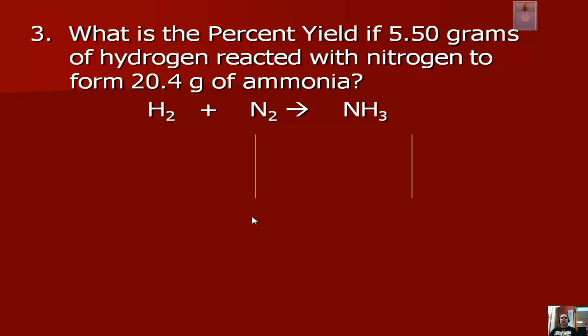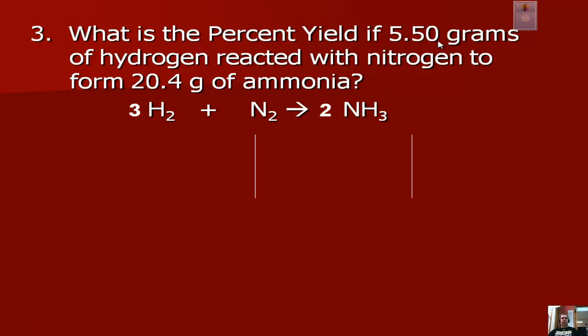If we go ahead and look at this one, it says, what is the percent yield if 5.5 grams of hydrogen reacted with nitrogen to form 20.4 grams of ammonia? This is what we're producing right here. We're yielding that amount. That's our actual. But again, I don't know the theoretical amount. So what I have to do is a stoichiometry problem. I have to figure out how much ammonia I should have formed.